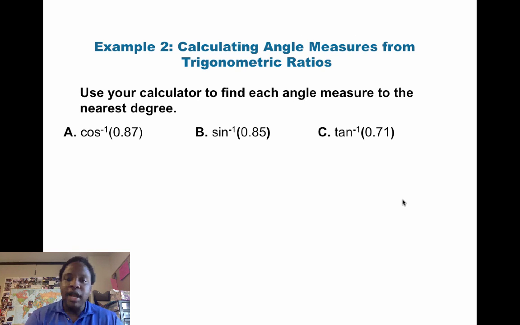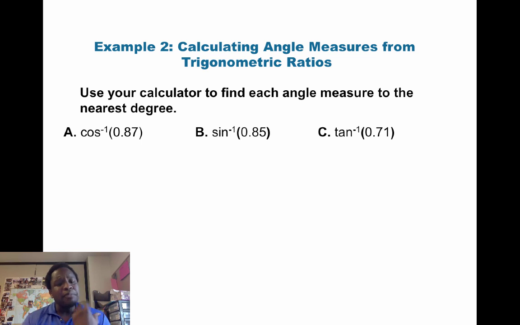So now, use your calculator to find each of these angle measures. I'll give you guys a moment to do that. So arc cosine of 0.87, arc sine of 0.85, and arc tangent of 0.71.